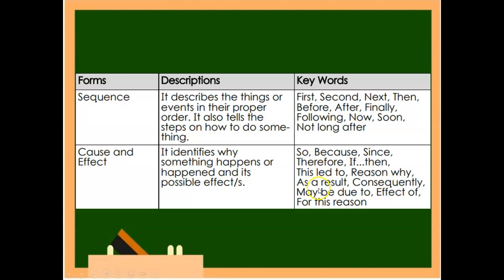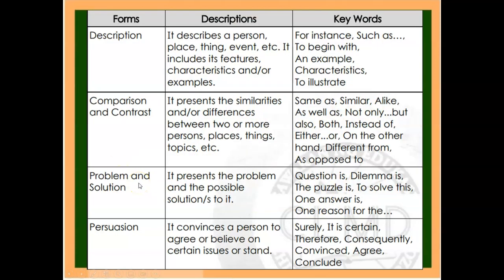So there are some keywords in the statement. When you see these keywords, that is cause and effect. Okay, sometimes that is description. This is just to describe a person, place, thing, or event. Comparison and contrast presents the similarities or differences between two or more persons, places, or things. And the problem and solution presents the problem and the possible solution to it.